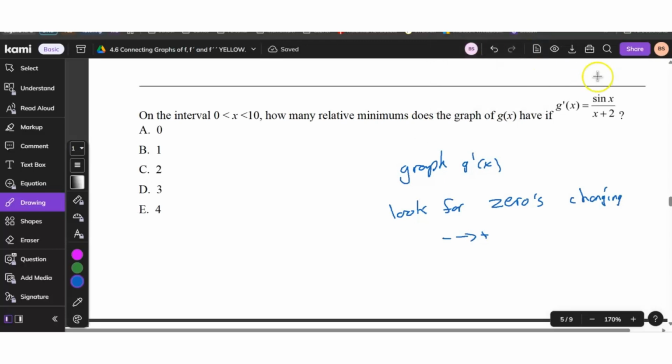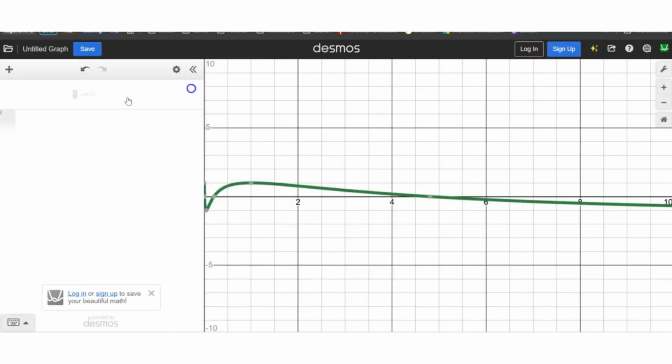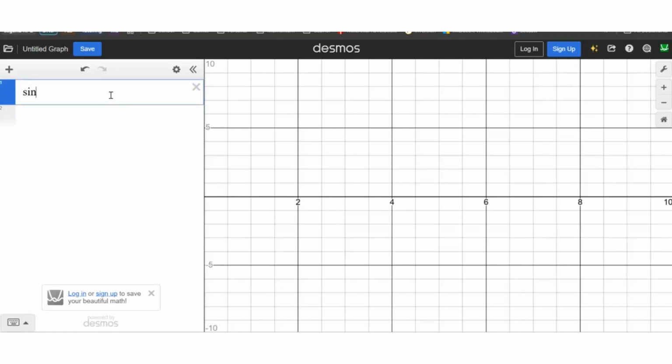Okay, so you can go ahead and graph in g prime. For you guys, you're just going to go y equals, type it in. If you've got the TI Inspire, you go to your grapher and then you go tab and then you can put it in. All right. What was the function again? Sine of x over x plus 2. And we're only looking at it from 0 to 10.